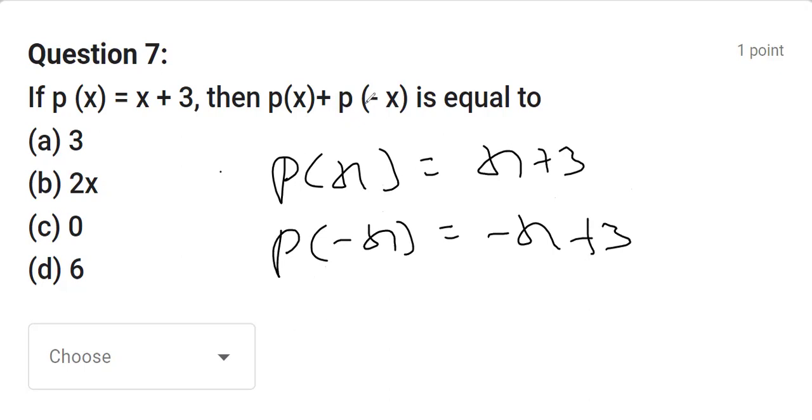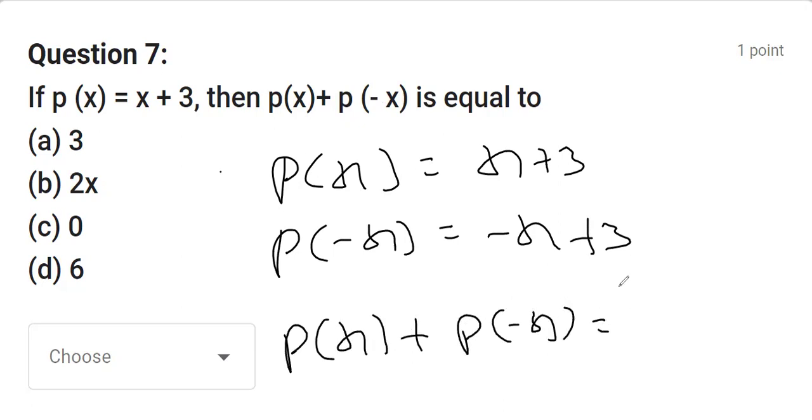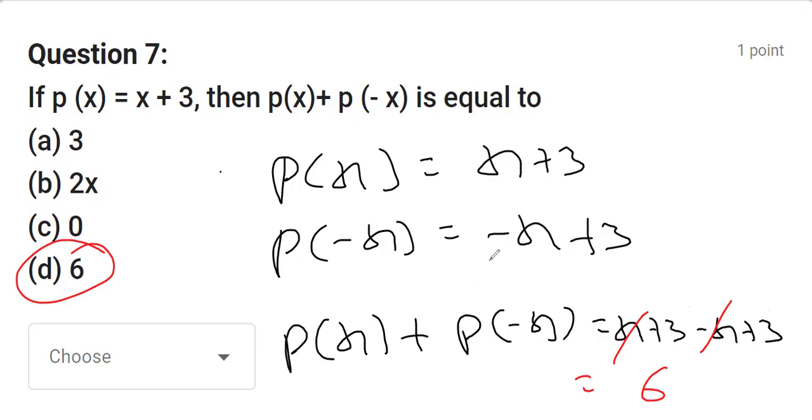Now we need to add these two. So I'm adding these two. The left hand side will remain as p(x) plus p(minus x). And the right hand side, when added, I'm showing you the working. First is x plus 3, another is minus x plus 3. When added, as you can see, x and minus x get cancelled. So we get 3 plus 3, that is 6. So this is the correct answer for this question number 7.